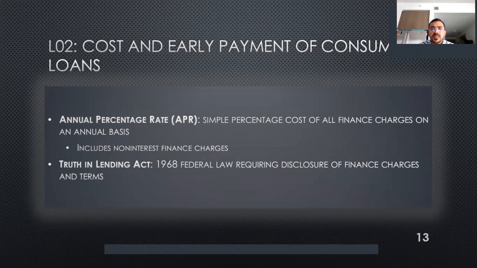For our second objective, I'm going to be explaining the cost of early payment of consumer loans. So what is the APR? APR stands for annual percentage rate, which is a simple percentage cost of the sum of all financial costs on an annual basis, including the non-interest financial fees. What is the Truth in Lending Act? In 1968, the federal government required disclosure of all financial charges and terms on the loans. On the next slide, I'll be giving you an example.